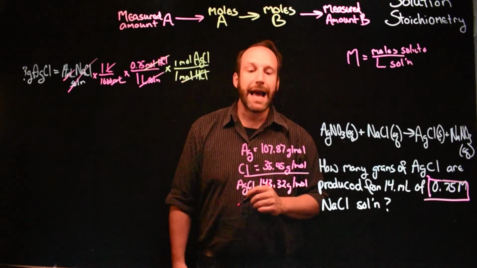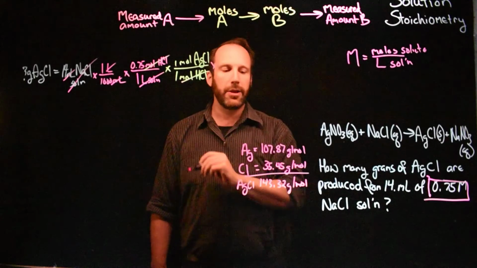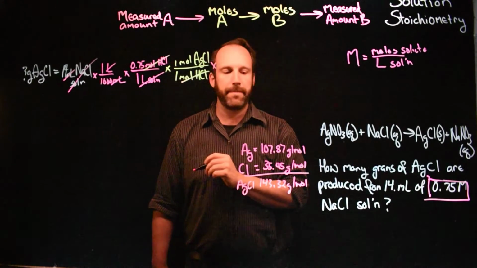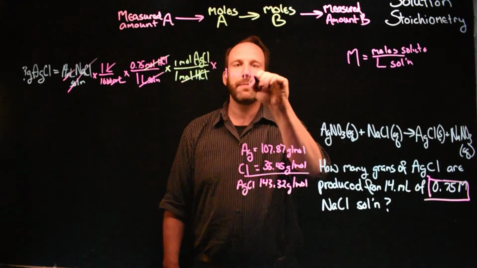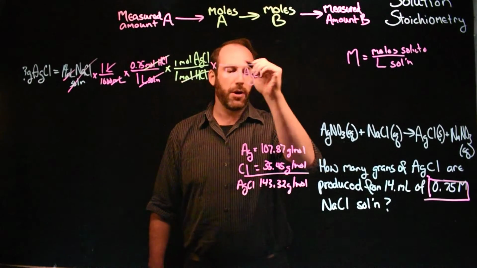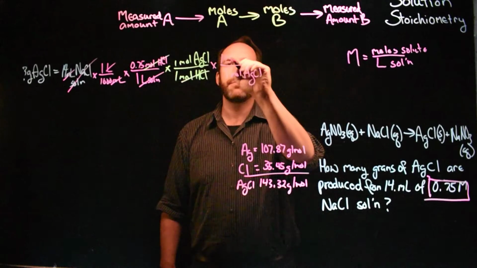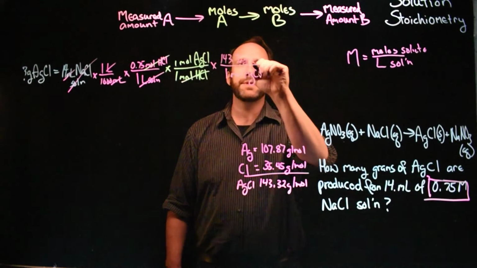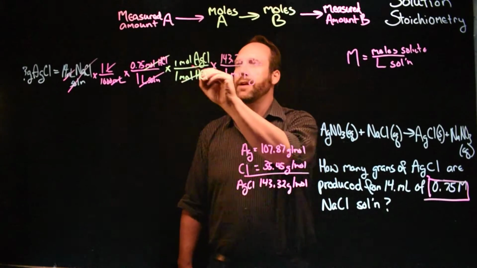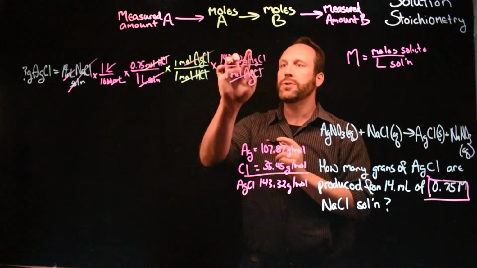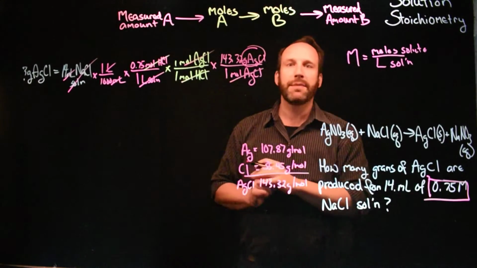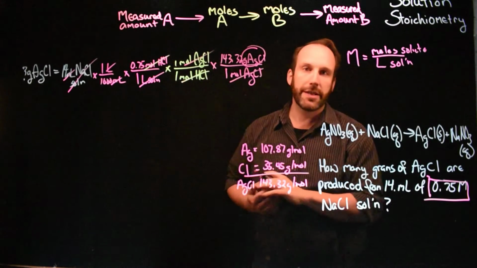Okay. So our last step here is we can say, well, in 1 mole of AgCl, there are 143.32 grams of AgCl. Okay, so moles of AgCl and moles of AgCl cancel, and so now the only unit we have left, grams of AgCl, is the unit that we were looking for.